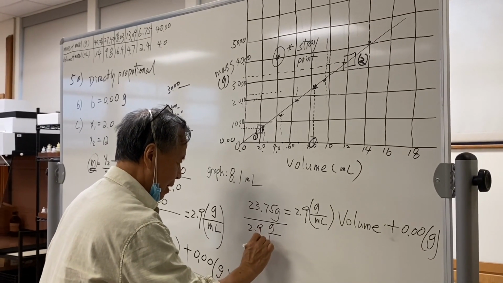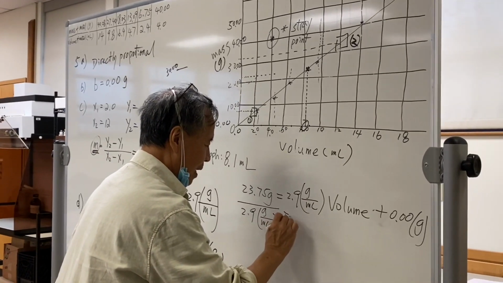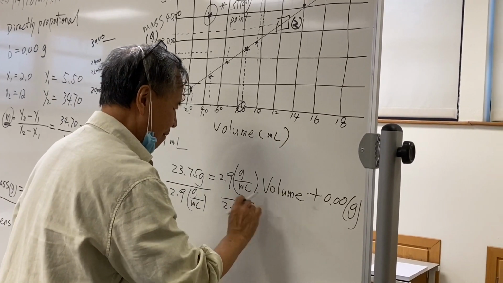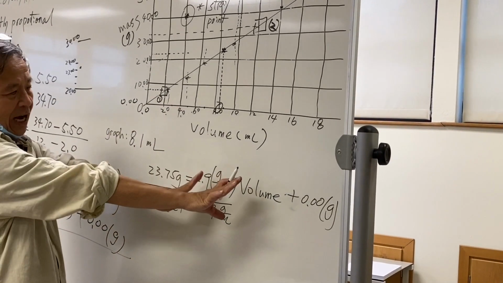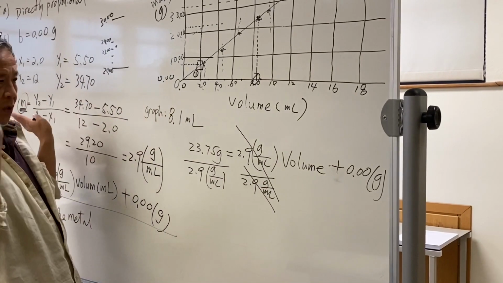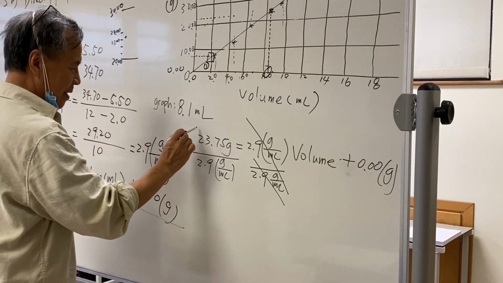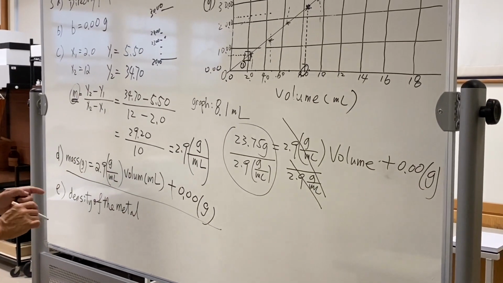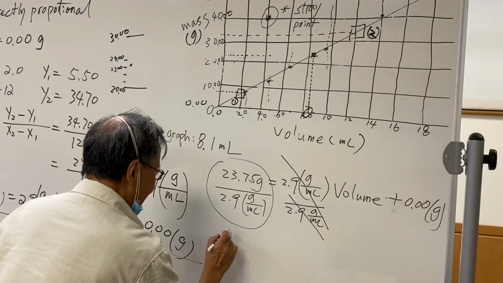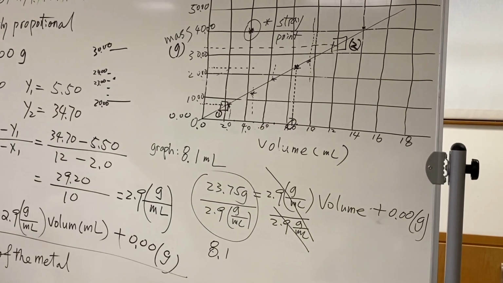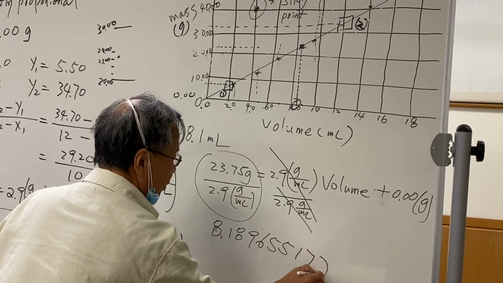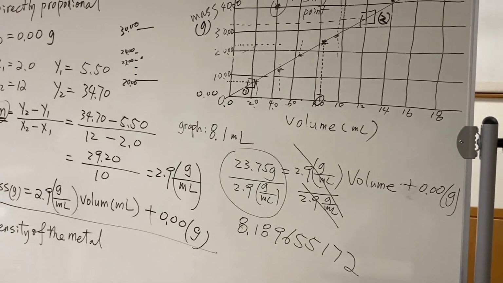2.9 gram, excuse me, and then it's right here. So on our right, this canceled out, all gone. And then right here, okay, we will have 23.75 divided by 2.9, 8.1896557172. All right, that is your calculator's number.